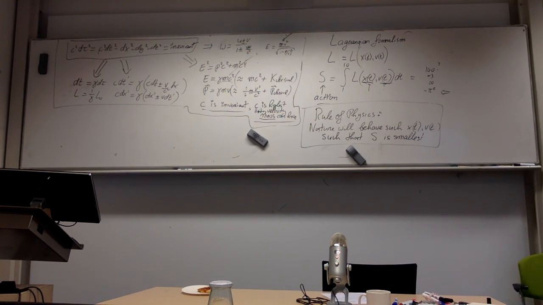Now there's two ways to solve this issue. One of them is you try every single x as a function of t and every single v as a function of t, and you try every single integral and just go through the infinite list and look for the smallest number. It's not impossible, except it takes you an infinite amount of time because there's infinitely many possibilities. Fortunately, that issue is solved. It's a mathematical exercise, if you will.